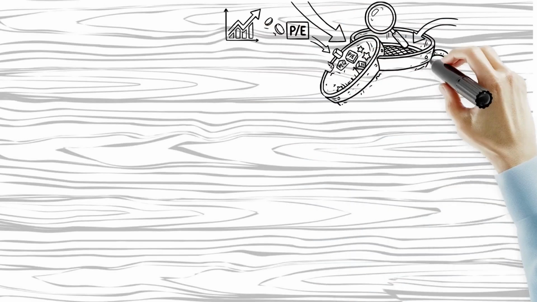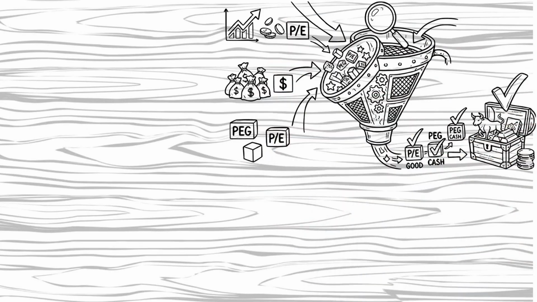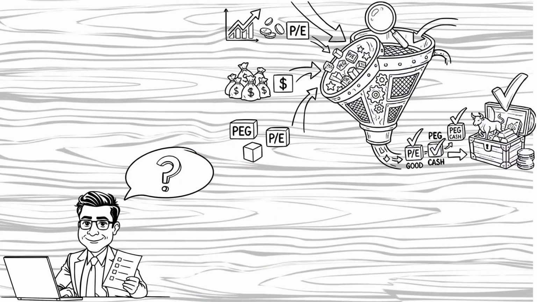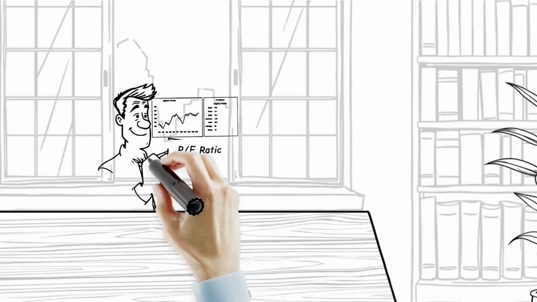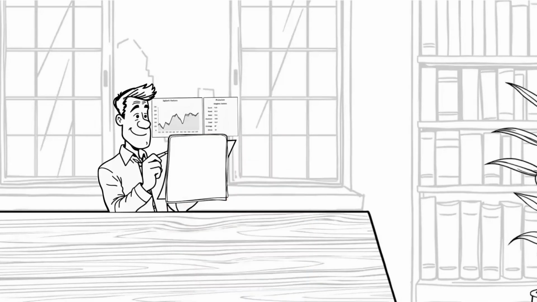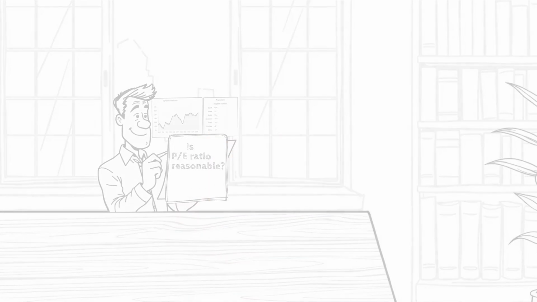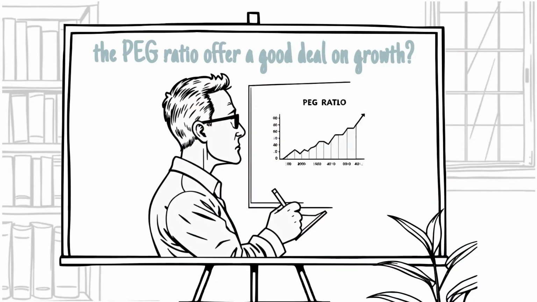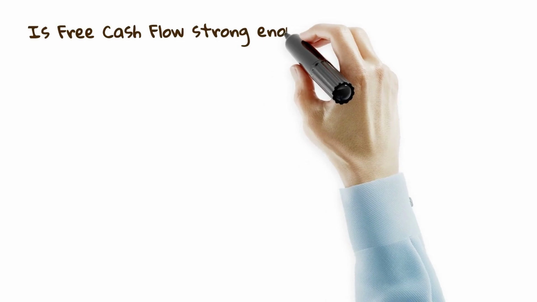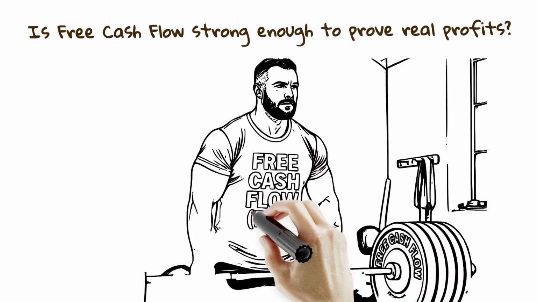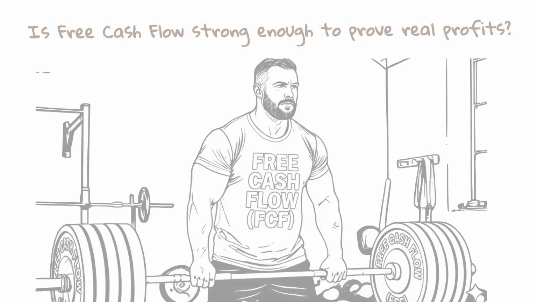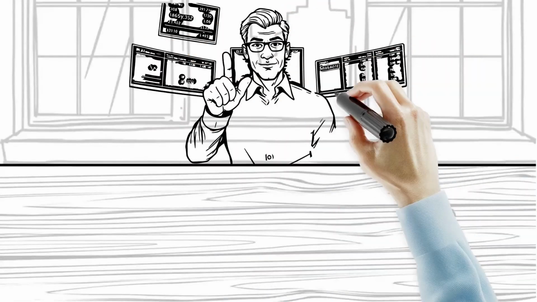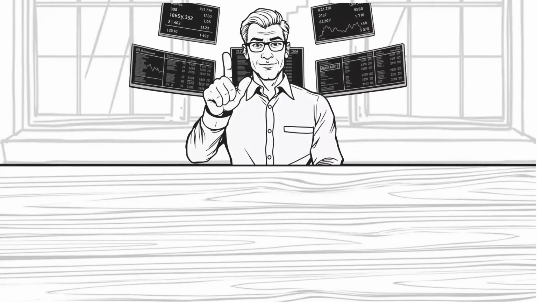So, let's put it all together into your new professional filter. Before you ever hit the buy button, run the stock through these 3 questions. First, is the PE ratio reasonable compared to its history and its peers? Second, does the PEG ratio show that I'm getting a good deal on future growth? And third, is the free cash flow strong enough to prove the profits are real? When a stock passes all three, you aren't just gambling on a ticker symbol, you are investing with a strategy.